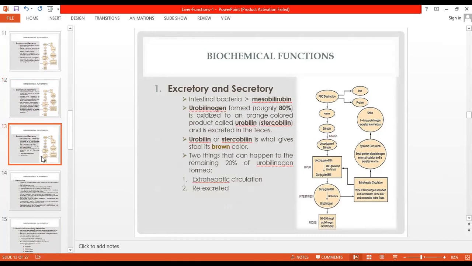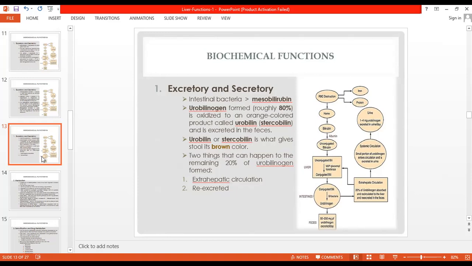Once in the hepatic duct, it combines with secretions from the gallbladder through the cystic duct and is expelled through the common bile duct to the intestine. The intestinal bacteria, especially the bacteria in the lower portion of the intestinal tract, work on conjugated bilirubin to produce mesobilirubin, which is reduced to form mesobilirubinogen and then urobilinogen, a colorless product.